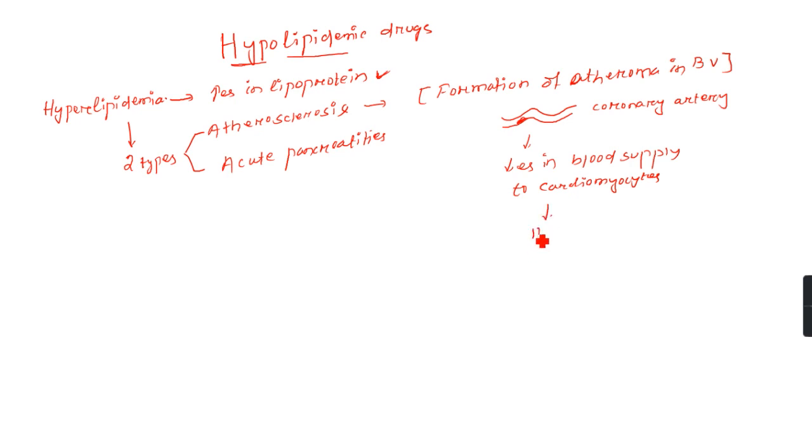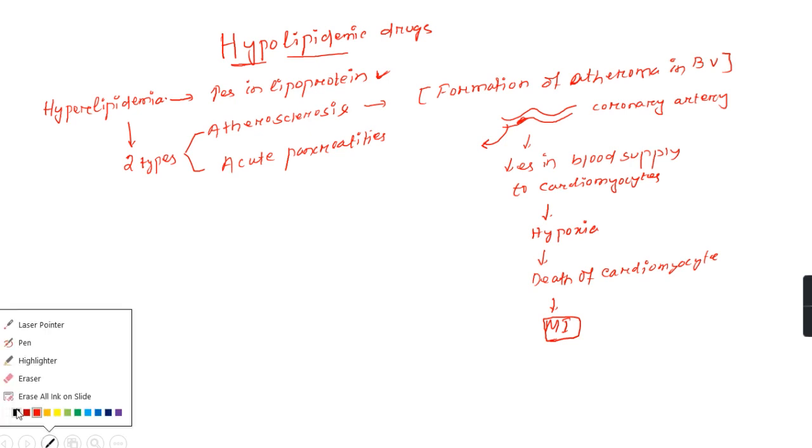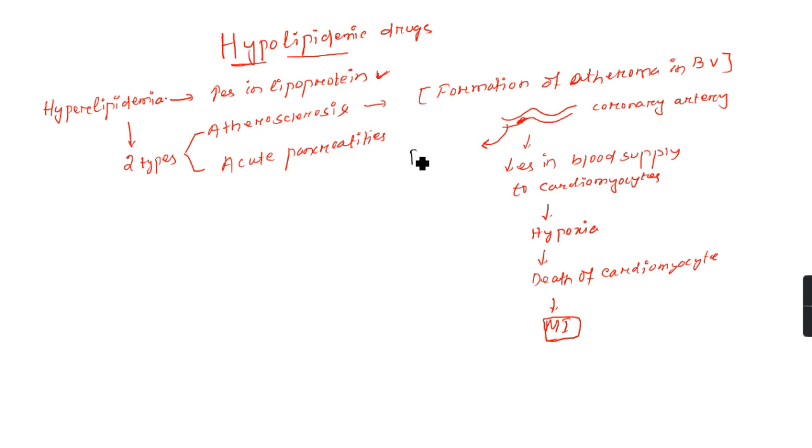Okay, due to this, hypoxia develops, and you know that due to the hypoxia there is damage to the cardiomyocytes. That eventually leads to myocardial infarction. And the second thing is, what is this atheroma, or what is the composition of this atheroma? The atheroma basically consists of a few things like foam cells, fibrin, collagen, calcium. All these things are the composition of this atheroma.